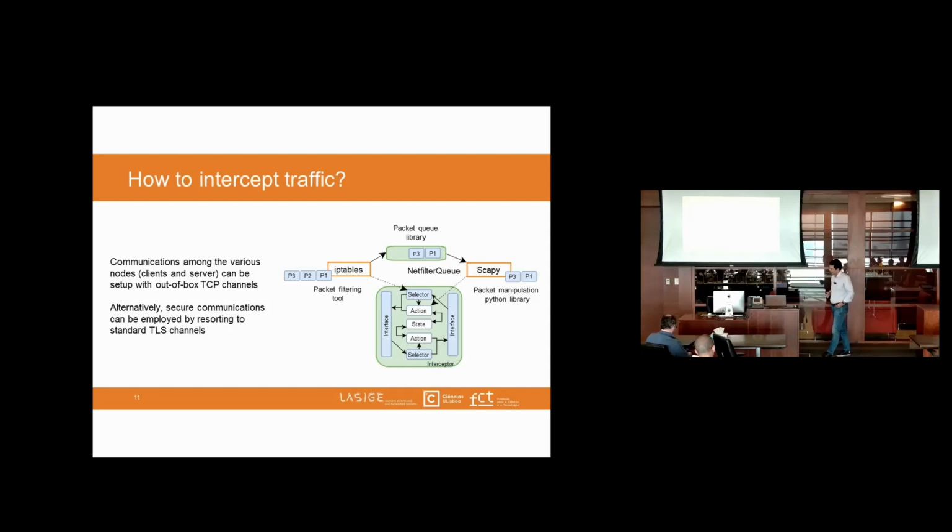And how do you do that? What we do is take advantage of iptables, at the kernel level, to define rules that select the traffic that goes to application level, to a queue. Then you can act on this packet and send it back to the kernel, which then forwards it to the final destination. In order to act on packets, we are using Scapy to do the changes. That's the easiest solution we found. So this is the current implementation of the interceptor.